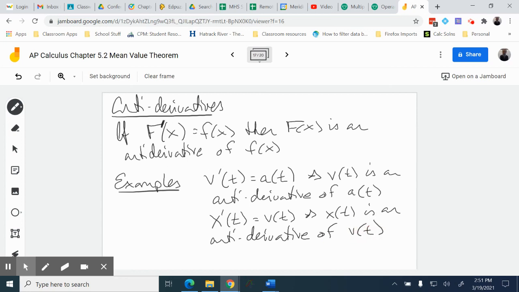And so an easy way to think of it is that if you've got a function, if the derivative gets you in one direction, then the antiderivative gets you in the other direction. All right, that is 5.2 in the calculus text.